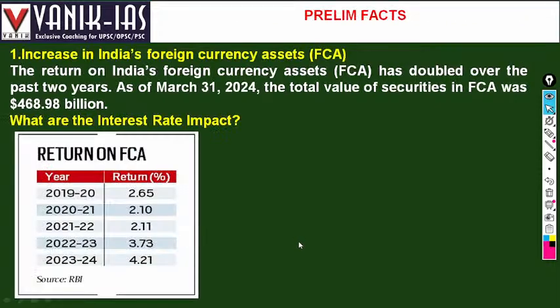Increase in its foreign currency asset. The return on India's foreign currency asset has doubled over the past 2 years. As of March 31st, 2024, the total value of securities in the foreign currency account was $468.98 billion.